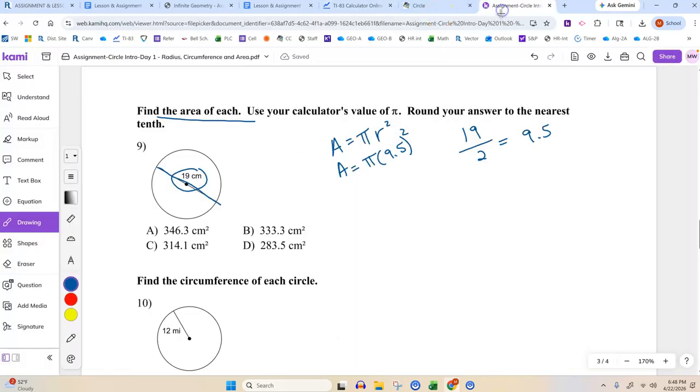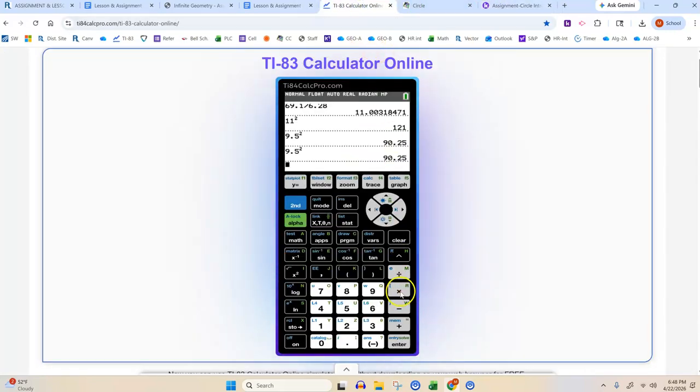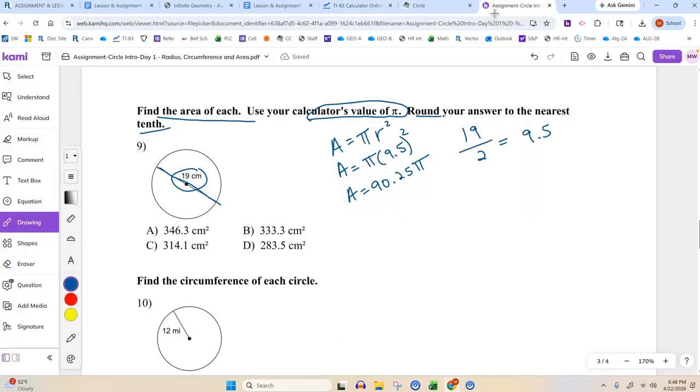90.25. So that's area equals 90.25 times pi. Do I see it here? No. Well, that's because we need to use the calculator's value of pi and round to the nearest tenth. So I need to take 90.25 and then go times second pi, enter, and I get 283.5. There we go.